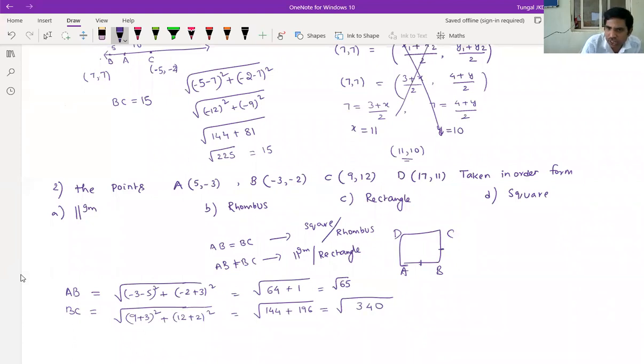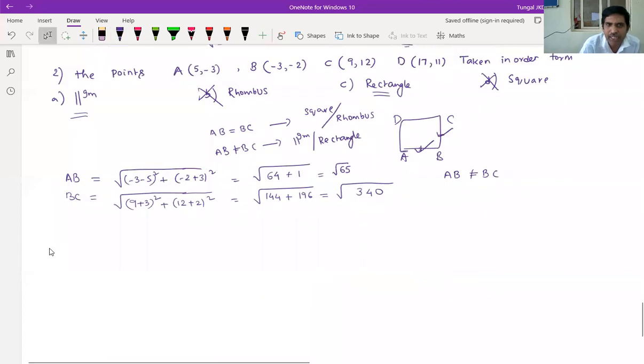Now observe here, AB is not equal to BC. So the AB distance and BC distance are different. Therefore, the option is either rectangle or parallelogram. It is not a rhombus and it is not a square. Now, among the two, which is the correct one? In a rectangle, the diagonal lengths are equal. In a parallelogram, the diagonal lengths are different. So go to verification. AC distance and BD distance, these two are diagonals, correct? So this is one diagonal and this is another diagonal. If these two are equal, it is a rectangle; if different, a parallelogram.